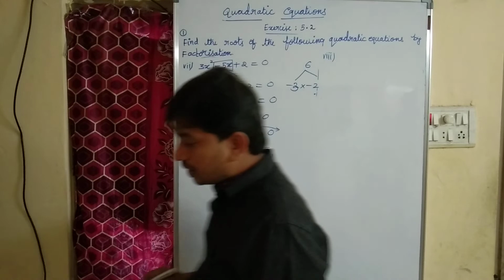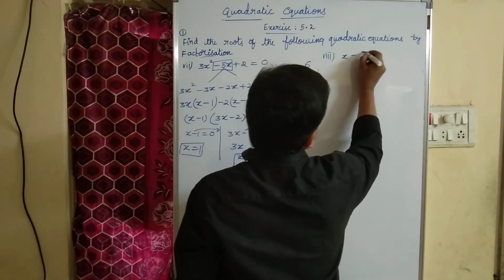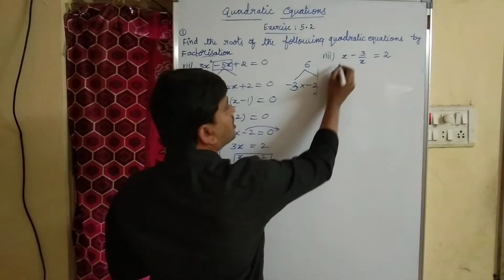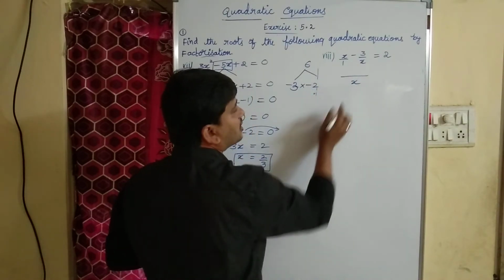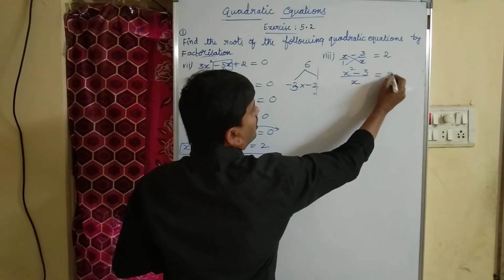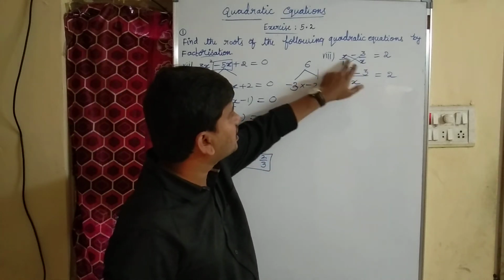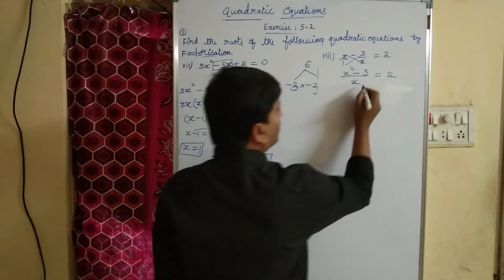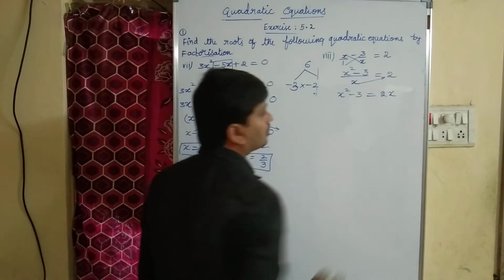Now coming to the 8th question. x minus 3 by x equal to 2. Okay children, here nothing means I can write 1. What is the LCM of 1 and x? That is x. x into x, x square, minus 1 into 3, 3 equal to 2. Clear children? LCM of 1 and x is x. So cross multiplication, x square minus 3 equal to 2 into x, 2x.